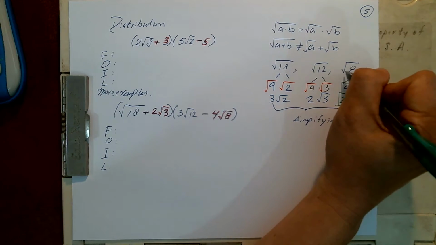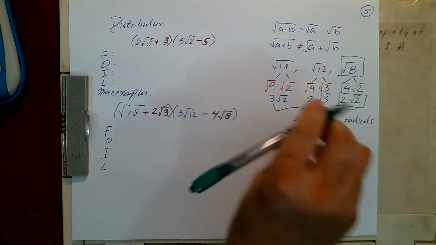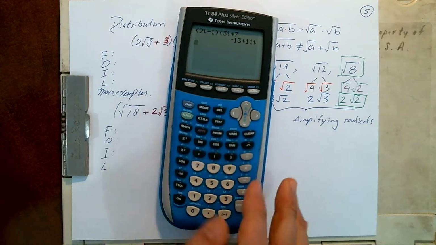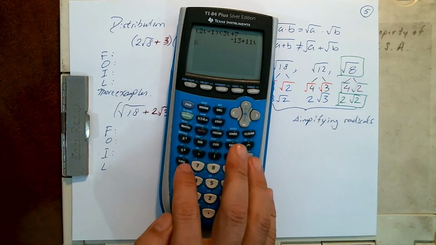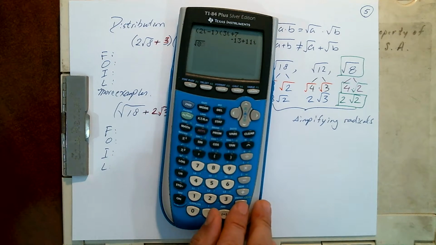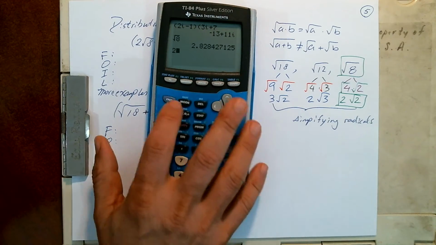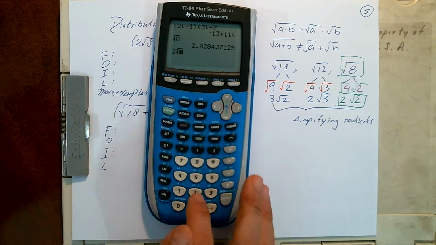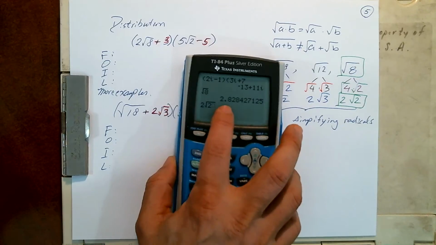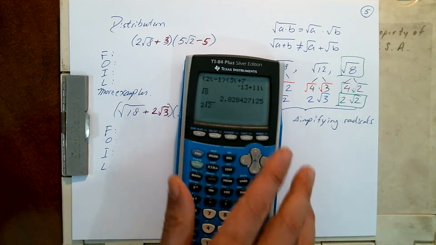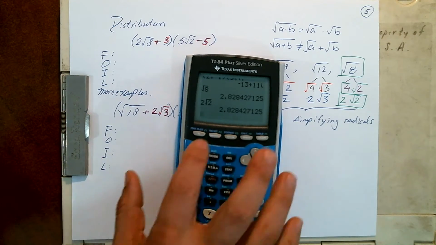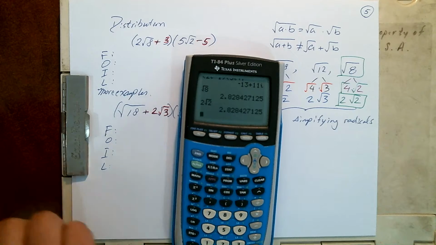I'm just going to check one of them with you, okay? I know that the square root of 8, where's the square root of 8? It's going to be approximately 2.828. There it is right there. If I take 2 times the square root of 2, I should get exactly the same answer down to the last digit. And there it is. Okay, got it?